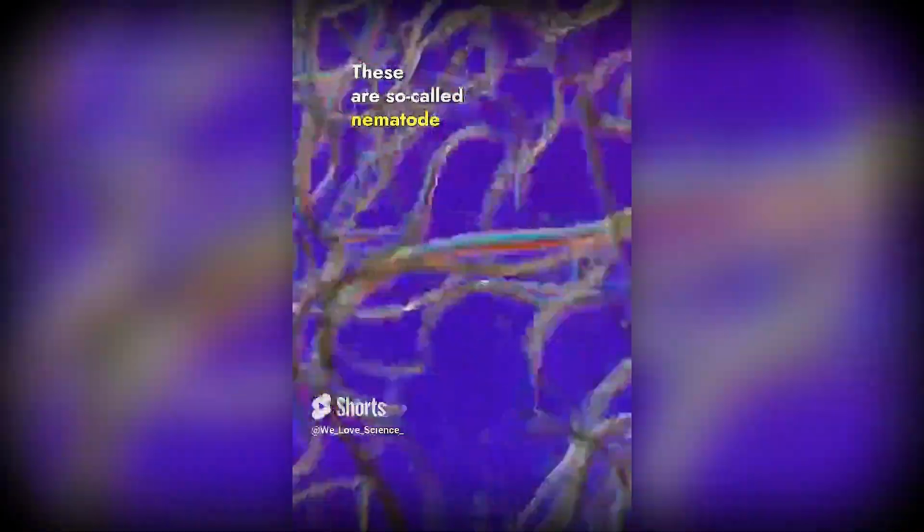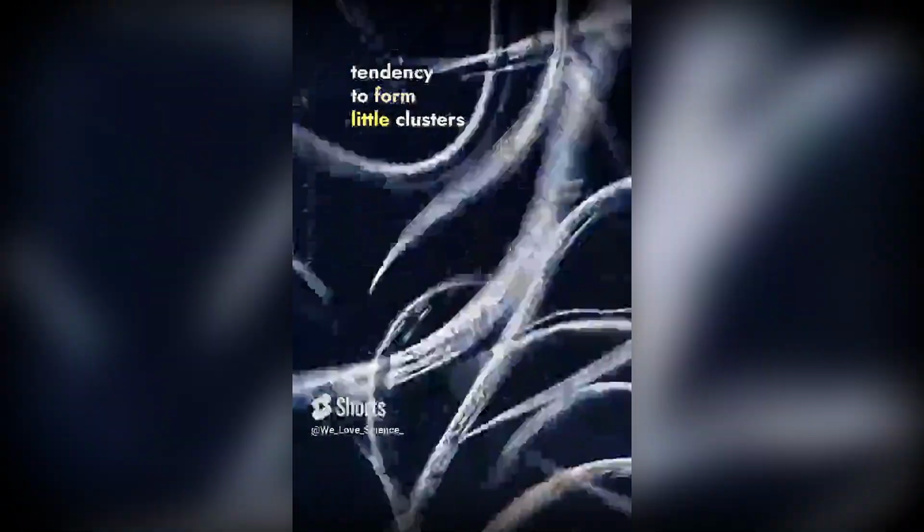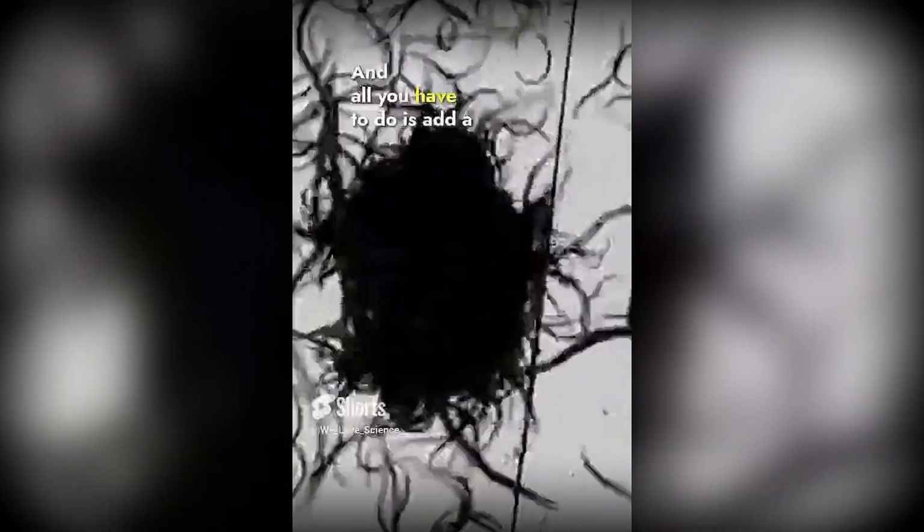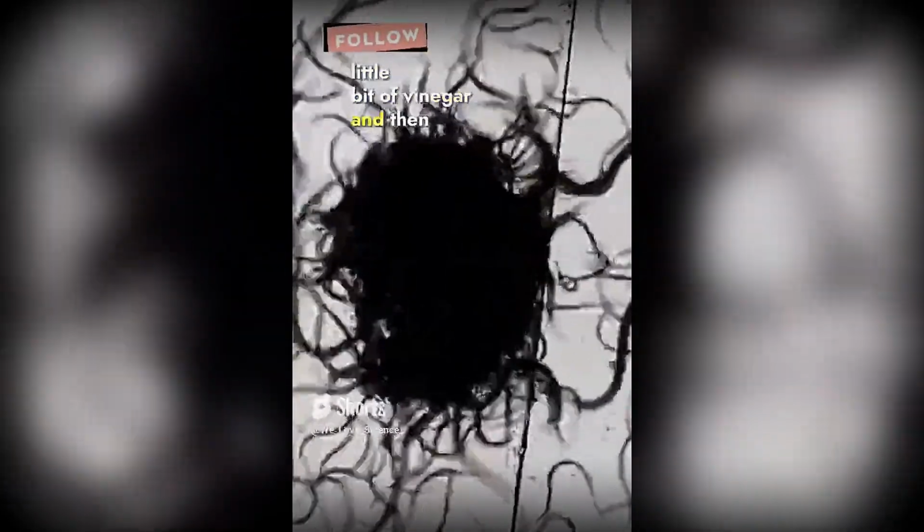These are so-called nematode worms, also known as vinegar eels. And they're always moving and never resting. And they do have an interesting tendency to form little clusters when there are many of them together. Now, people who have a home aquarium like to breed fish food. And all you have to do is add a little bit of vinegar and then they start reproducing.